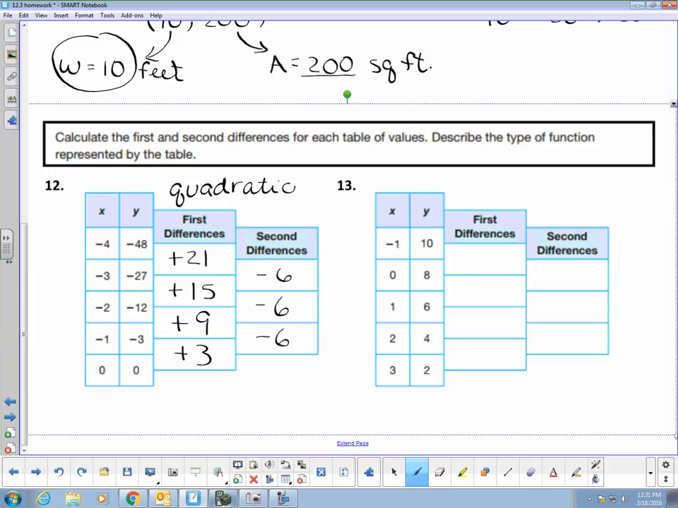Here my first differences are down by 2, down by 2, down by 2, and down by 2. So right away, I know if my first differences are the same, this is going to be a linear function. But another feature is when my second differences are all 0. That also tells me that I have a linear function.